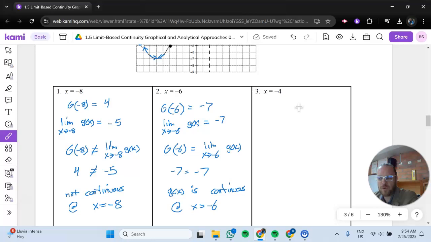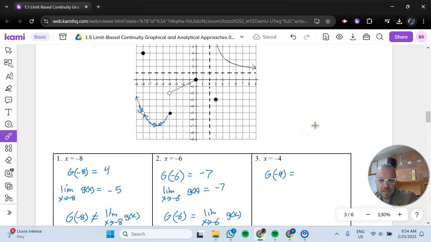All right. Last one here we're going to do is -4. So first thing we need to do is find g of -4. That looks like a 6. Let's fix that. g of -4. And if I'm up here and looking, I can see that, yes, it exists, and it is -5. The limit as x approaches -4 of g of x. This is where we're going to have a problem, because from the left, it's approaching -5, but from the right, it's approaching -2. Therefore, this does not exist.